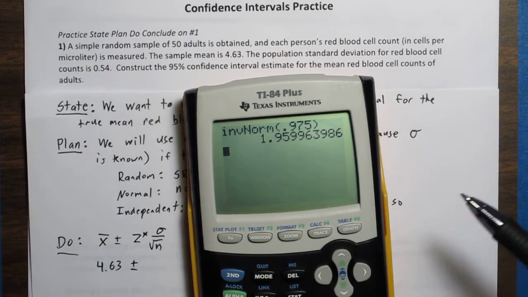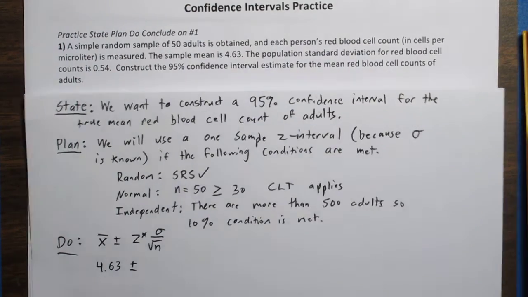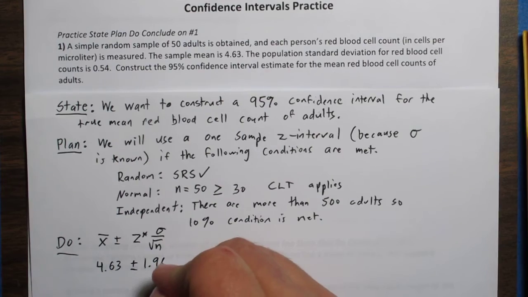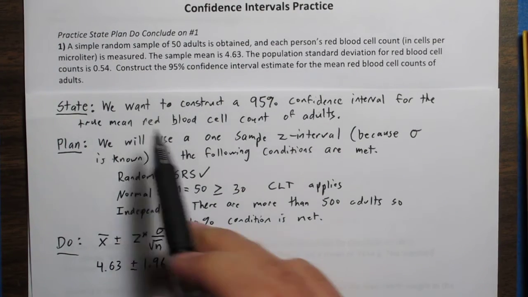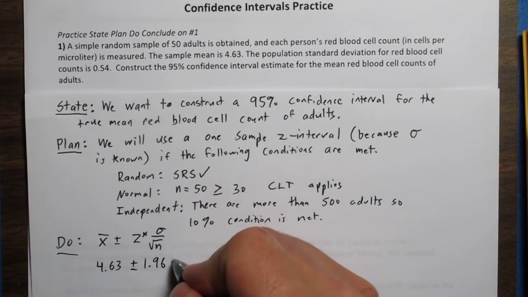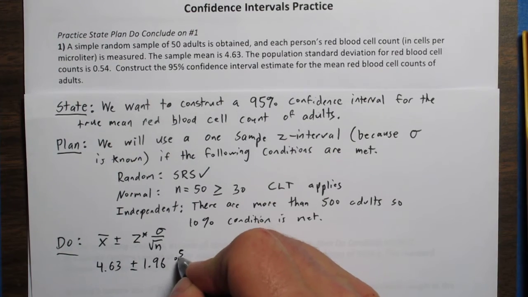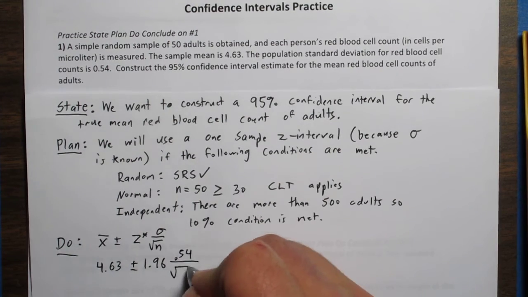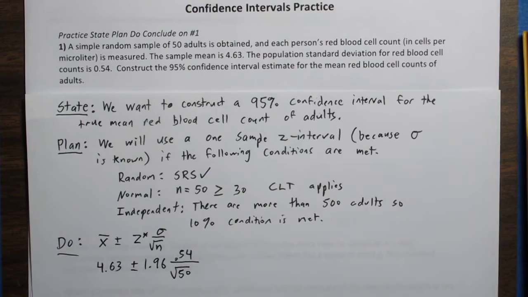It's 1.96 approximately. And we know the population standard deviation is 0.54. And our sample size was 50.